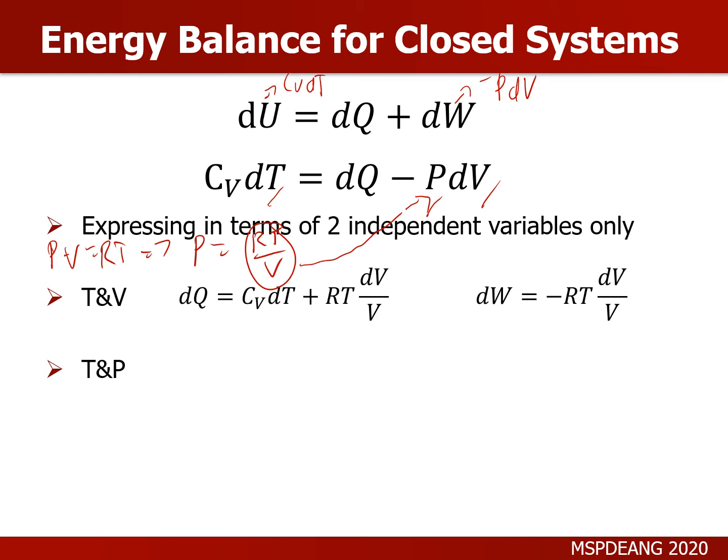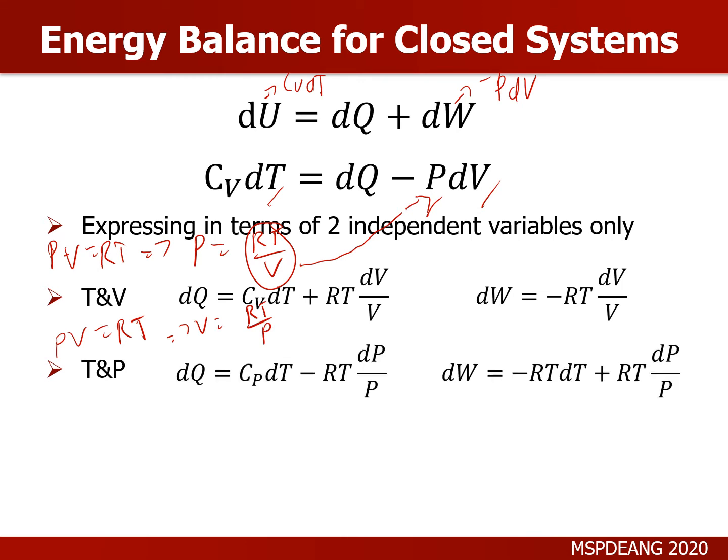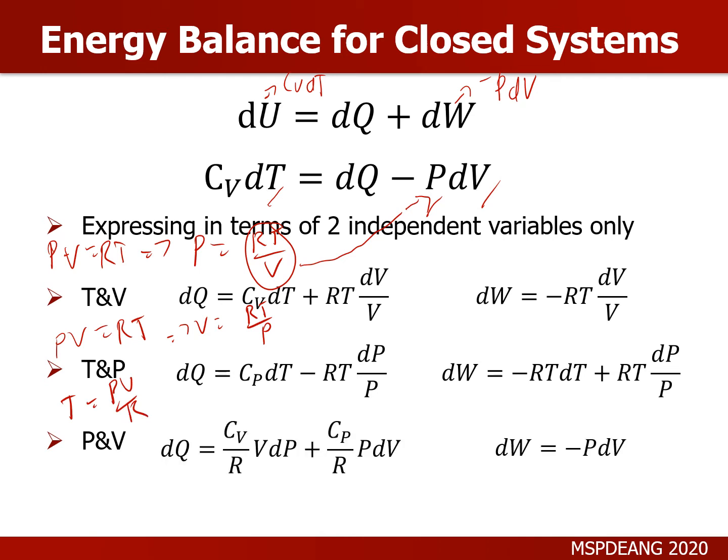So for T and P, again, PV is equal to RT, V is now equal to RT over P. And substituting, you will get the following two expressions. And in terms of P and V only, T is equal to PV over R. And substituting again, you can get the following expressions.